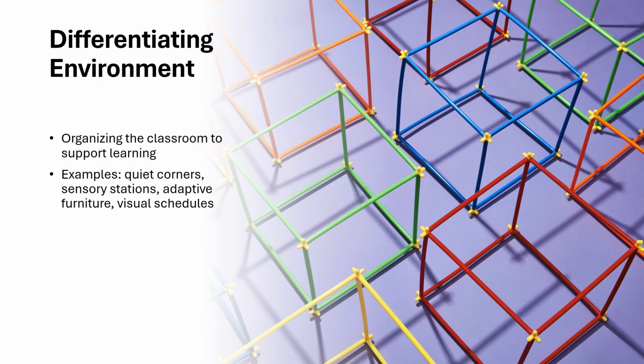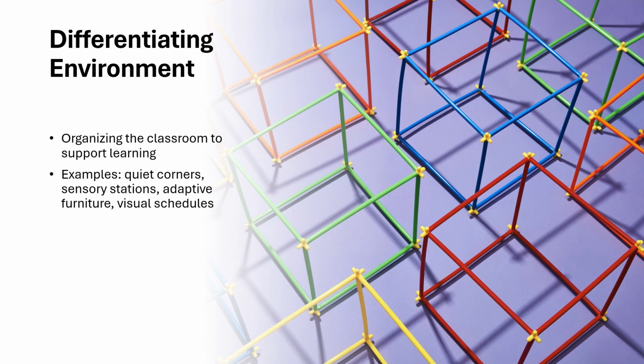Visual schedules that show the routine of the day and labels with words and pictures can help the children understand the routines and expectations of the classroom. Strategic placement of materials can also reduce distractions and support independent learning. We want a flexible environment that allows for movement.